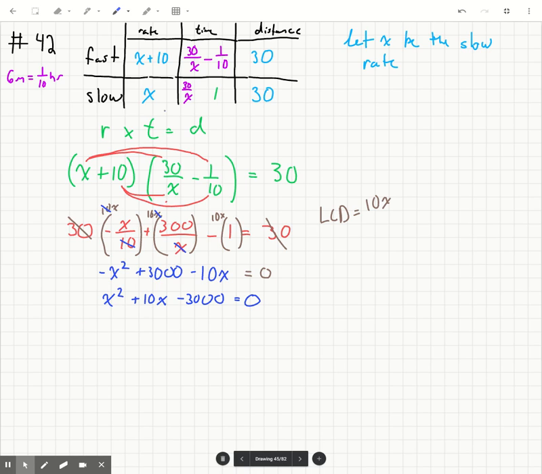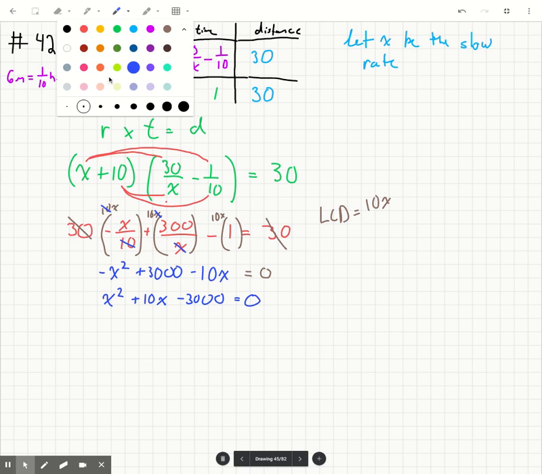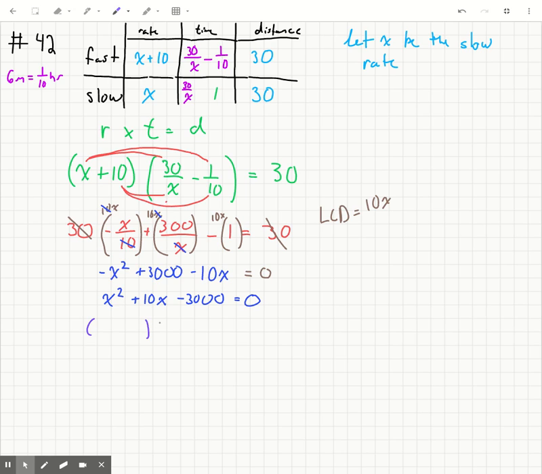So when I go to factor this, I need to find a product that's negative 3,000 and a sum of 10. What are some factor pairs of 3,000? Well, 3 and 1,000 is not going to work. Something close together. Oh, 50 and 60. 50 and 60 will work, right? So X plus 60, and then X minus 50, that will work.